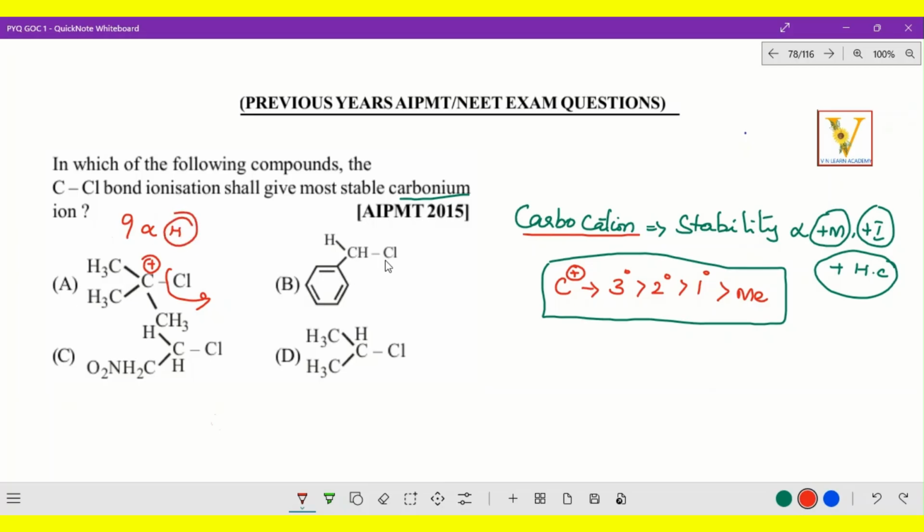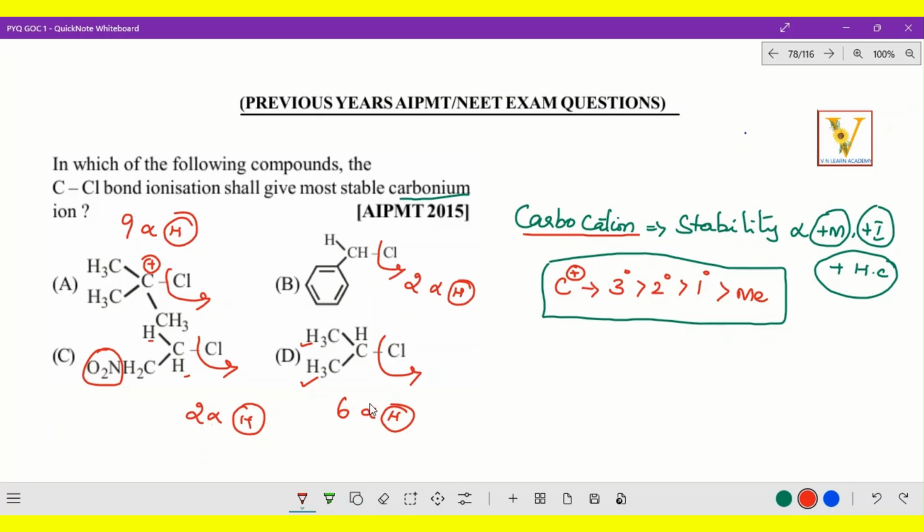Whereas this is benzyl chloride. This is a leaving group, so here 2 alpha hydrogens are available. Right, now here this is an electronegative, electron-withdrawing group. This is also a leaving group, right? Now here how many alpha hydrogens are available? Here also 2 alpha hydrogens, this one and this one. Whereas in this one, this point and this point, so 6 alpha hydrogens are available.